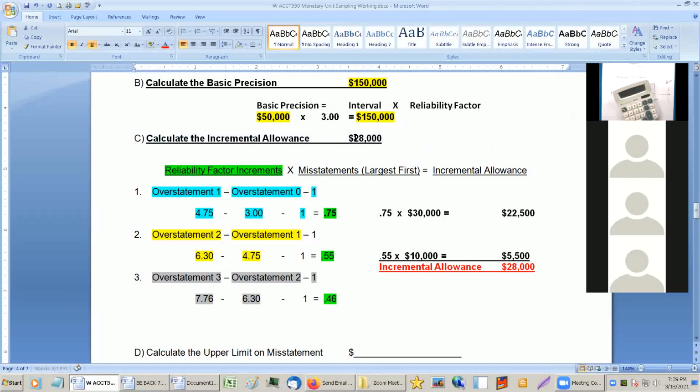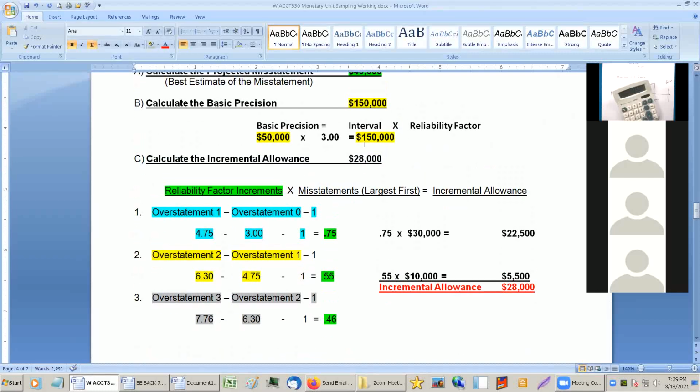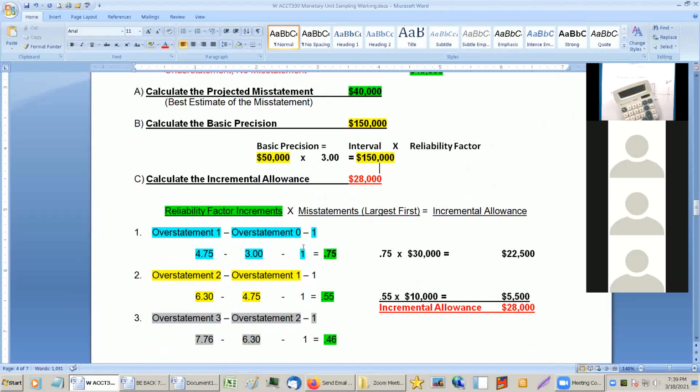So this would be an extra layer of things that could go wrong because we had these errors, the $30,000 misstatement and the $10,000 misstatement. So that indicates that there could be more things wrong. Sorry about that.